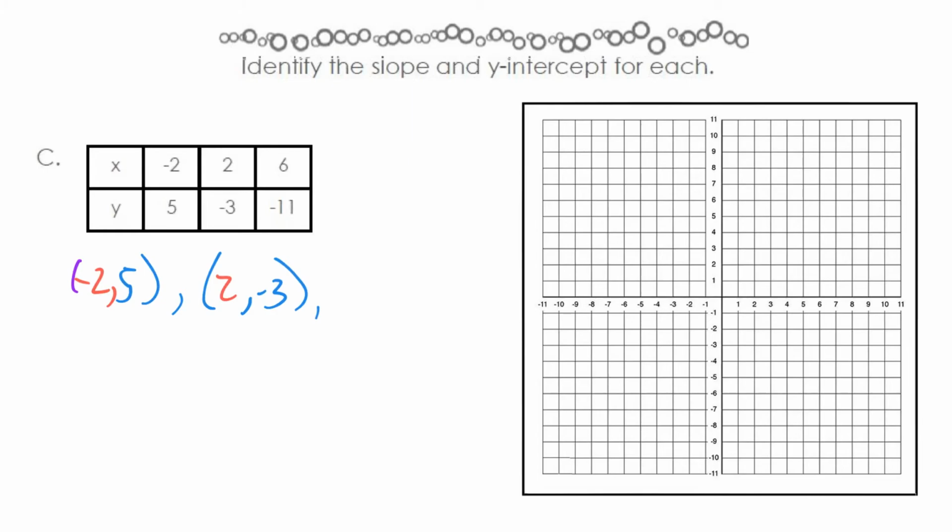And if you can notice why I chose the purple for my slope and red and blue for my x and y points. And then we have the next one as 6 and -11.